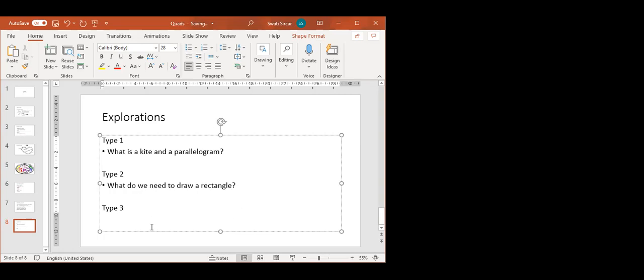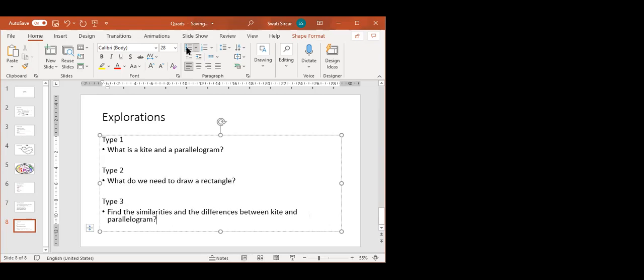And then type 3, which probably should have come earlier, is find the similarities and the differences between, let's say, kite and parallelogram. Okay, and this is again a random example. You can take, let's say, rectangle and rhombus, kite and isosceles trapezium. You can do these kind of things. Okay, so you can have a whole list of things and you can try them.